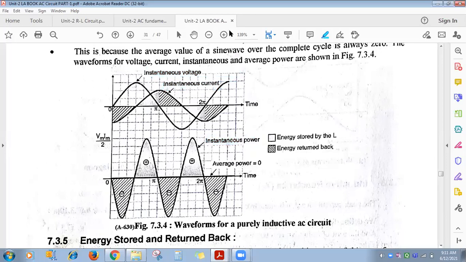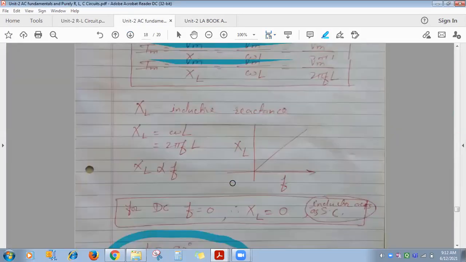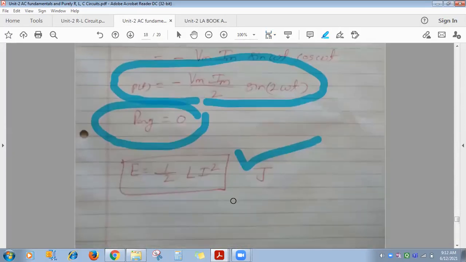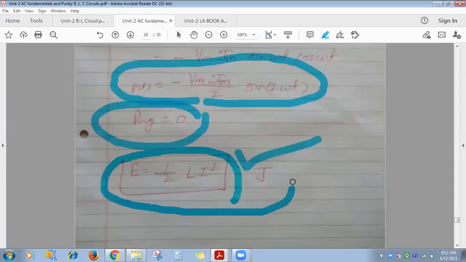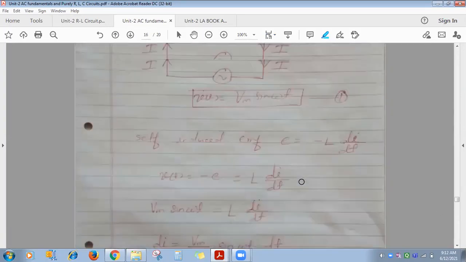Now in case of an inductor, what happens here? Energy stored by an inductor is half L i square joule. Its derivation is not in your syllabus. Those who are interested in a derivation can refer to B L Thareja. Just keep the formula in mind. Energy stored by an inductor is half L i square joule, and an inductor stores energy in the form of a magnetic field.